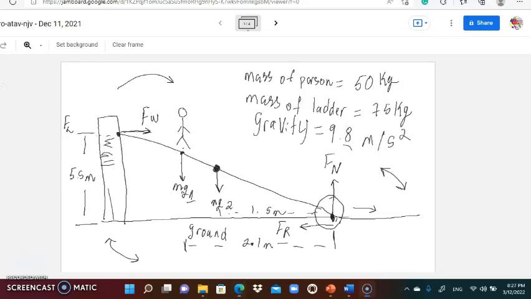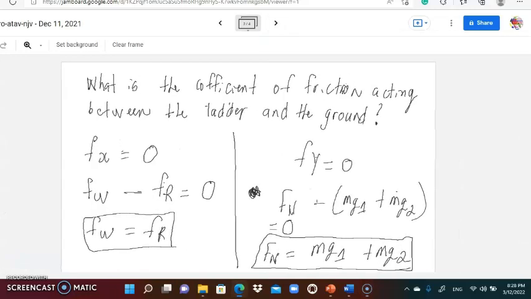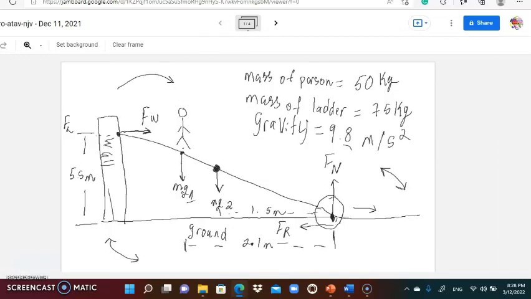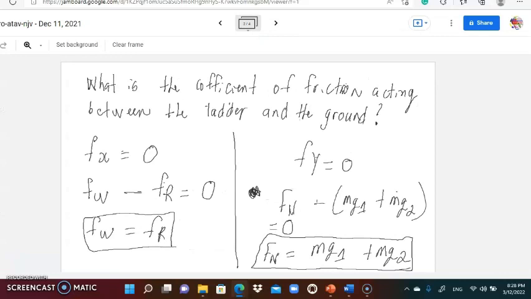Also, the wall is going to be exerting a force on the ladder, and the ladder will exert an equal but opposing force, and that is going to be the force due to friction, such that the sum of forces in the x direction is going to be equal to 0, and the sum of forces in the y direction is going to be equal to 0. The forces in the x direction are going to be the force exerted by the wall and your force due to friction.